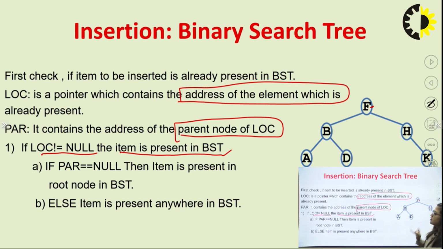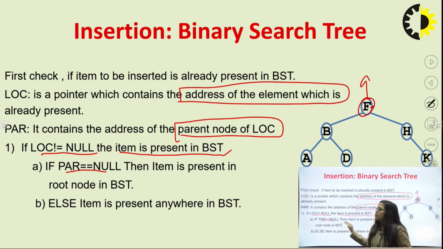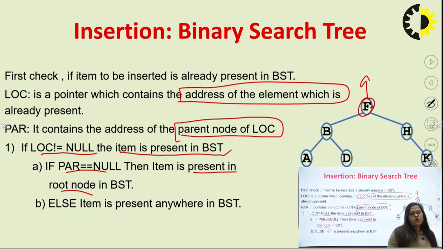Let's suppose you insert any number, then check whether the parent is equal to null. If so, the item is present in the root node, because there is no parent of this node. If the parent is not equal to null, then the number is present below the root, the number which you want to find in main.